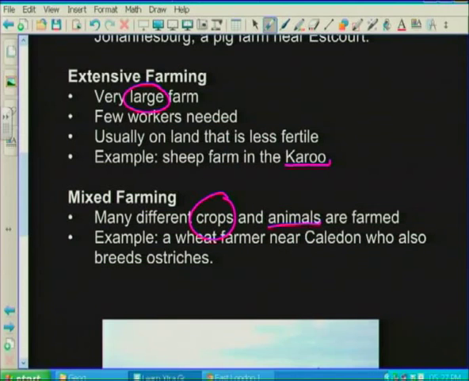And then there's a third category that some of the textbooks talk about and that you might have a question on in the exam called mixed farming, where we look at things like crop and animal farming at the same time. So they keep, for example, wheat, a wheat farmer in Caledon who's also breeding ostriches, for example, etc. Here are two photographs that I want you to look at.